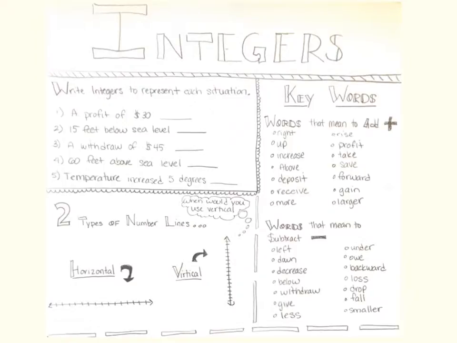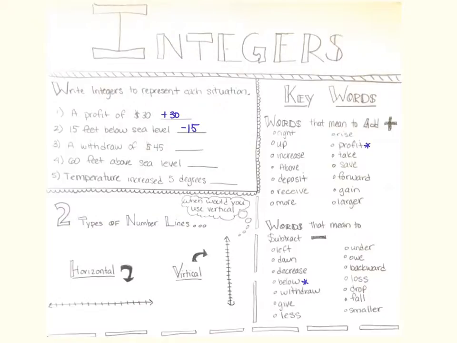So looking at number 1, a profit of $30. If you look over to the side and look for the word profit, you can see that it means to do addition. So this would be a positive 30. Number 2, 15 feet below sea level. If we look over here under the subtraction words, we can see the word below here. So therefore, 15 feet below will be a negative 15.